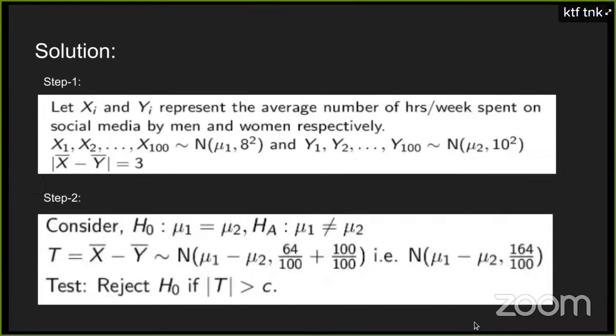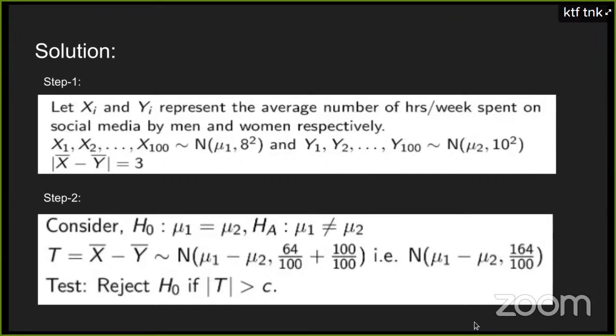The next step is this, which is given, right? The null hypothesis is mu1 equal to mu2. The alternative hypothesis is mu1 not equal to mu2. So our test statistic x bar minus y bar belongs to a normal distribution with mean mu1 minus mu2 and variance 64 by 100 plus 100 by 100. You understand what is happening here, right? Sigma1 square by n1 plus sigma2 square by n2. But here in this case n1 and n2 are the same, n1 equal to n2 equal to 100.